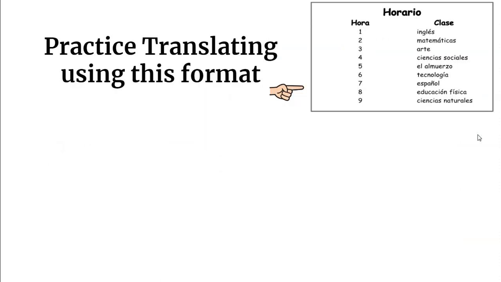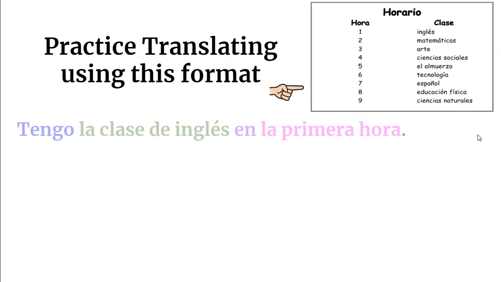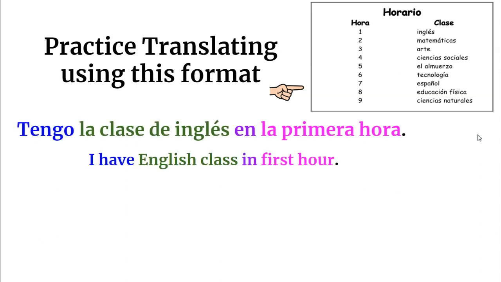Now it is your turn to practice. This is the format that you should use. Start with tengo, I have, la clase de, and then the class that you're talking about. Inglés, in this example, English. En means in. La primera hora is first hour.